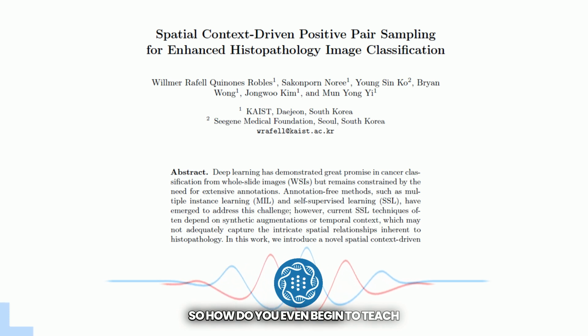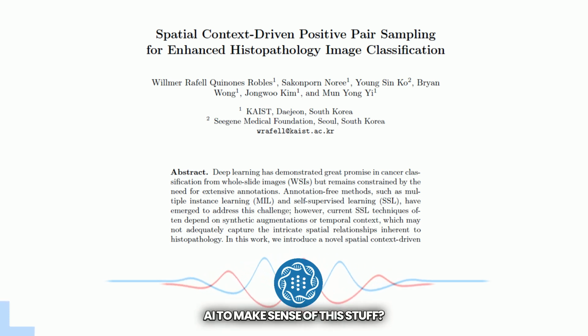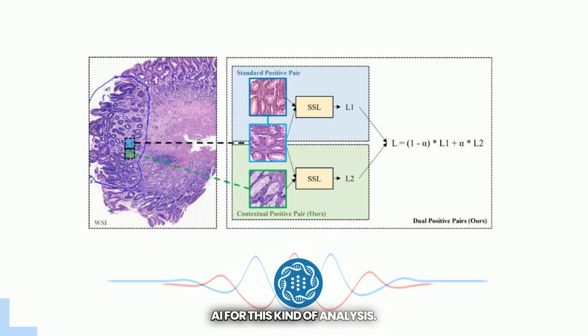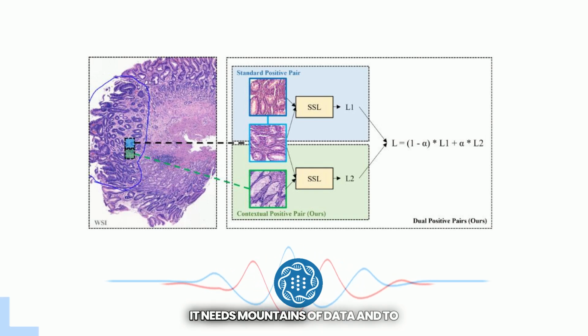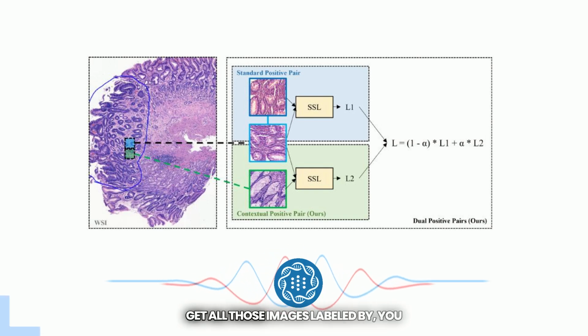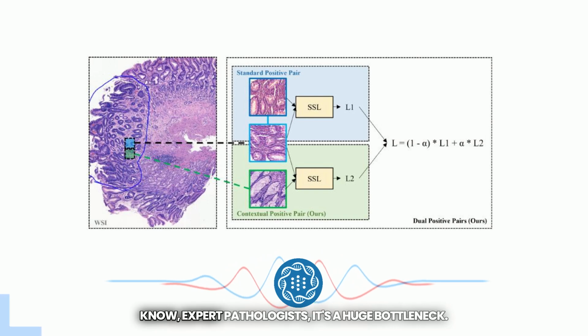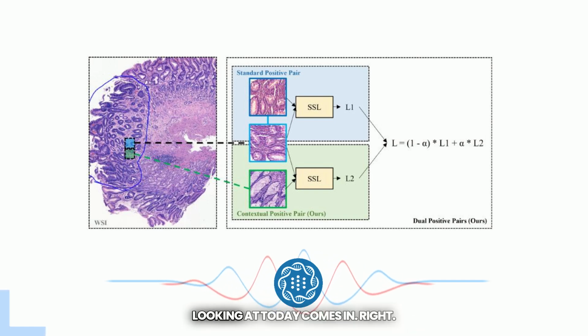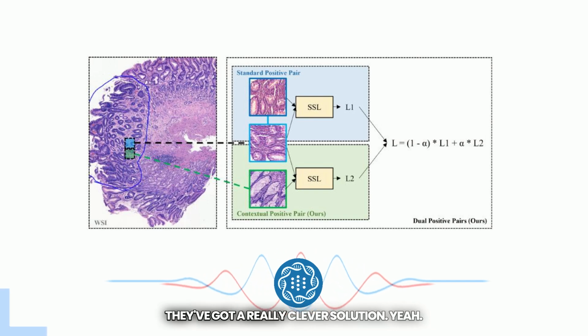So how do you even begin to teach AI to make sense of this stuff? Well, it's a huge challenge. Training AI for this kind of analysis needs mountains of data. And to get all those images labeled by expert pathologists, it's a huge bottleneck. It's super expensive and it takes forever. But that's where this research we're looking at today comes in, right? They've got a really clever solution.